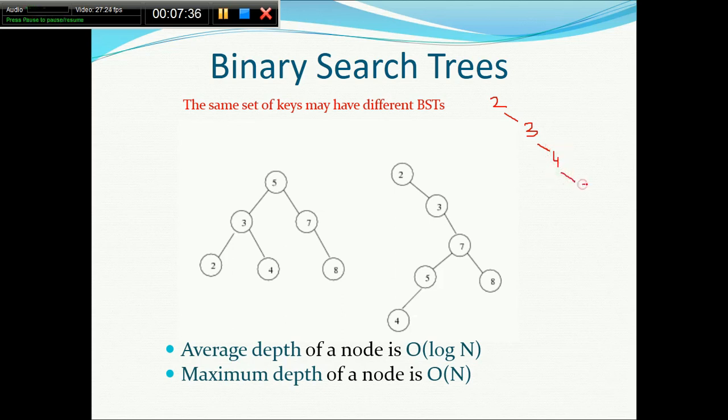5. Since the left skewed and the right skewed trees are possible in the binary search tree, the maximum depth of a node can jump up to order of n. So in the worst case, the maximum depth of a node can jump up to order of n. Otherwise, if it is a balanced tree, the average depth of a node would be order of log n base 2.